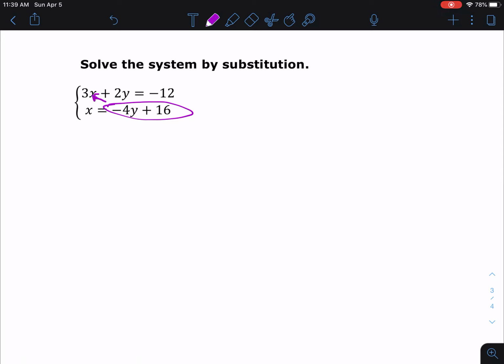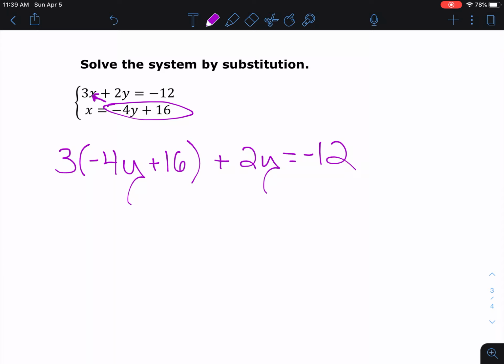So we're gonna write a new equation and substitute x with what it equals, in this case negative 4y plus 16. Okay, and then plus 2y equals negative 12. So I'm just copying that first equation, substituting in for x. All right, so now I have to do some simplifying here.